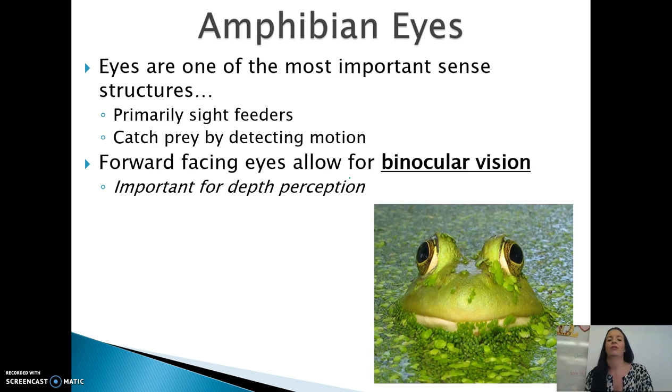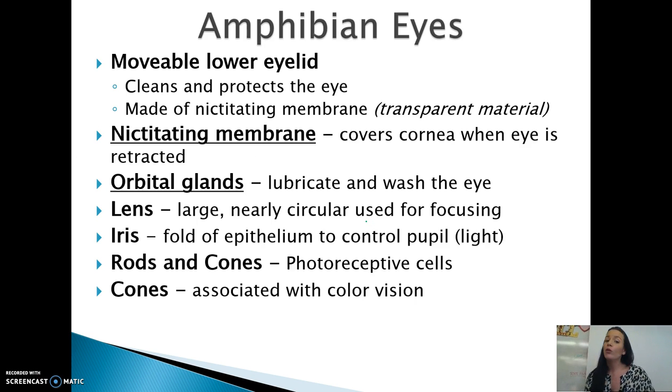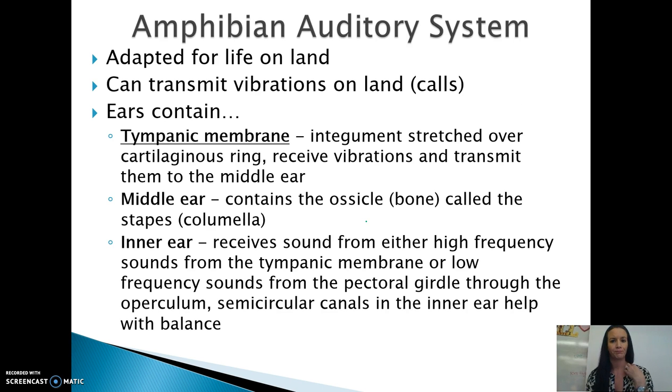Their eyes are also one of the most important sense structures they have. So as we mentioned, they are sight feeders. They catch the prey by watching it. And they have forward-facing eyes, which is binocular vision, and this is really important for depth perception. They have a movable lower eyelid, which cleans and protects the eye. It's made of something called the nictitating membrane. So this covers the cornea when the eye is retracted, and it also helps clean. They have orbital glands to lubricate and wash the eye. They have a lens, an iris, rods and cones. This really, really helps them have that really great vision to catch their prey.